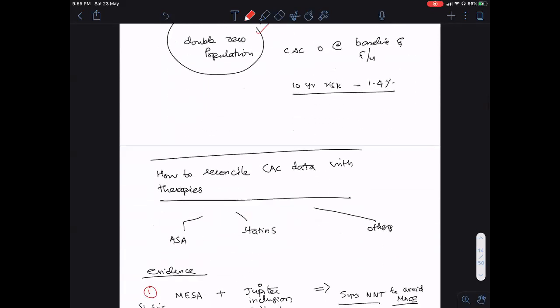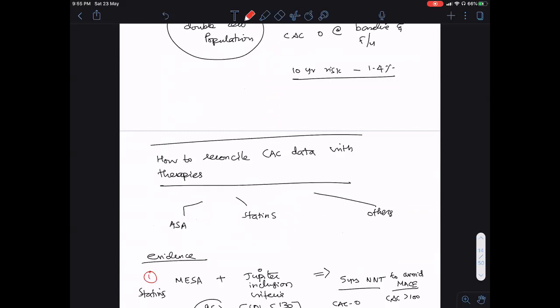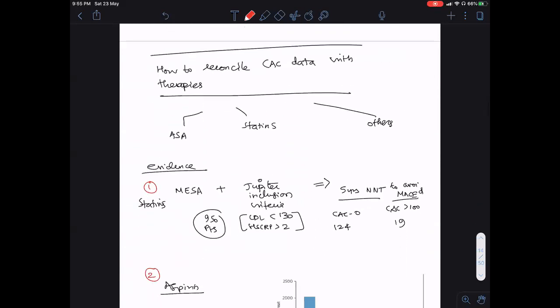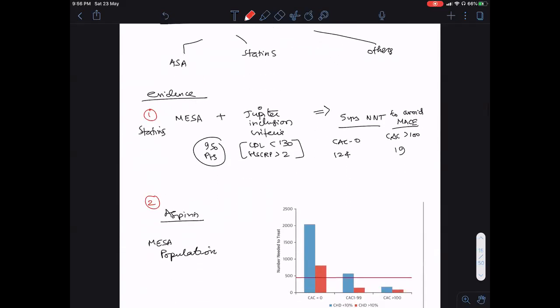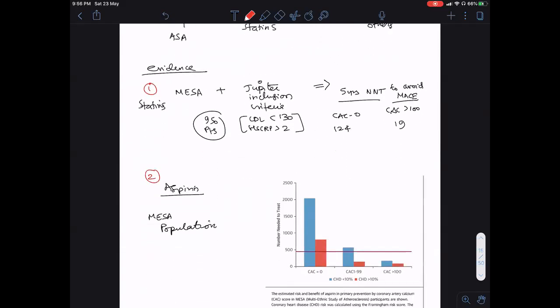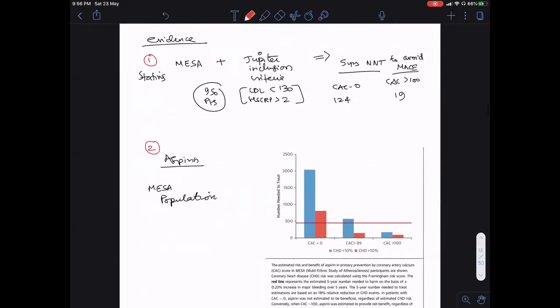So now that we have all this data on CAC, how do we reconcile all this data with therapies? Because that's what we end up doing. There's not a lot of evidence here, but people have actually looked at statins, aspirin, and other drugs.